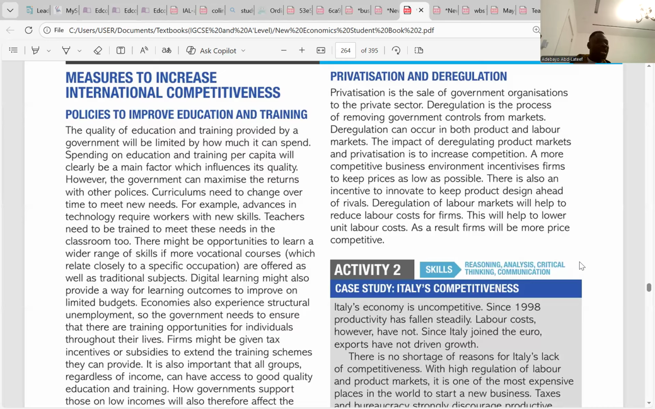Curriculum needs to change over time to meet new needs. For example, advances in technology require workers with new skills. Teachers need to be trained to meet these needs in the classroom too.